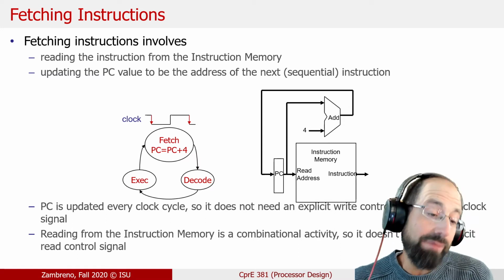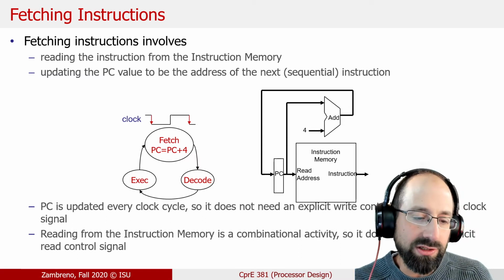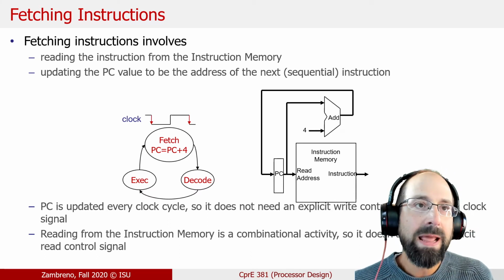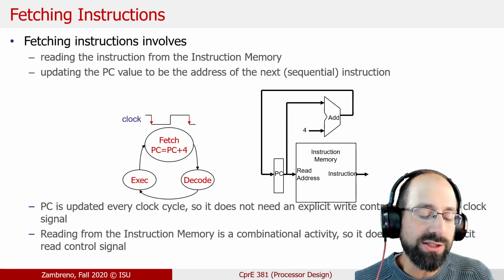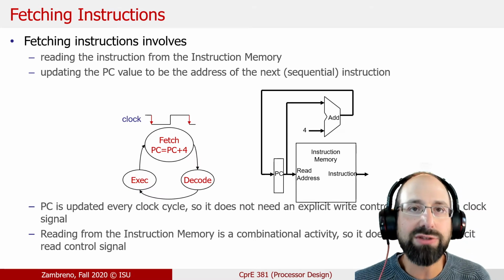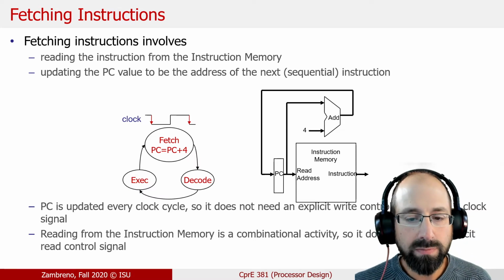This part is the part we haven't done yet. We did a little bit in terms of pencil and paper, but we haven't touched this at all for our implementation yet. The first part of the implementation of a given instruction, the instruction fetch, is to read the instruction from the instruction memory.